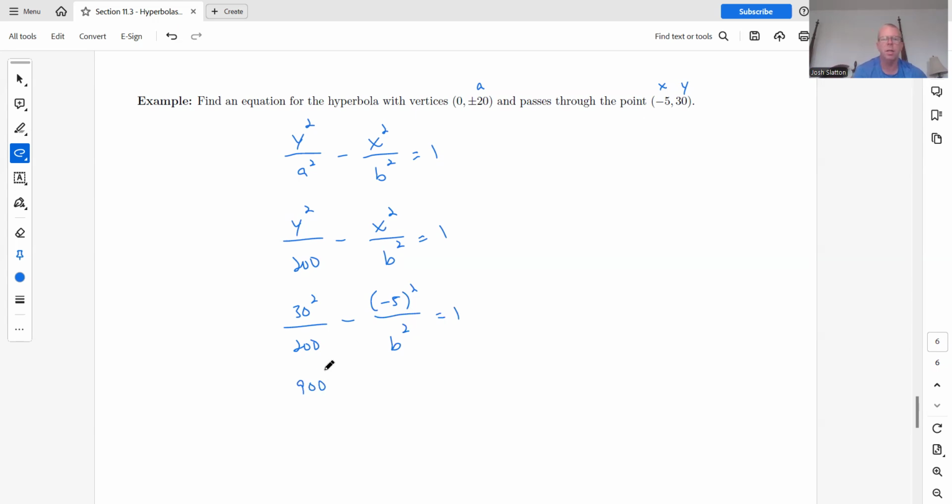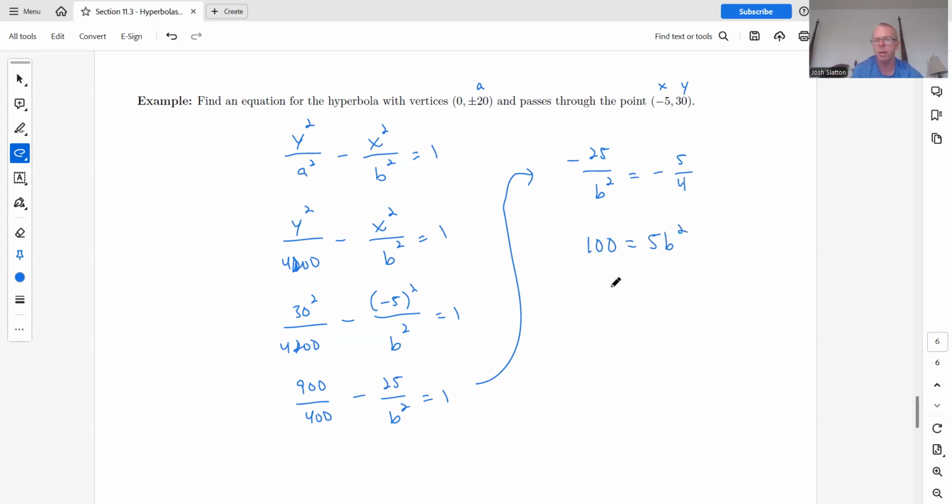So 900, actually that should be 400, 20 squared is 400. 900 over 400 minus 25 over b squared equals 1. And let's bring that over. So 1 minus 9/4, we could say. So that would be negative 25 over b squared equals negative 5/4. We can cancel the negatives, cross multiply. So we get 100 equals 5b squared. And so then we get b squared equals 20.